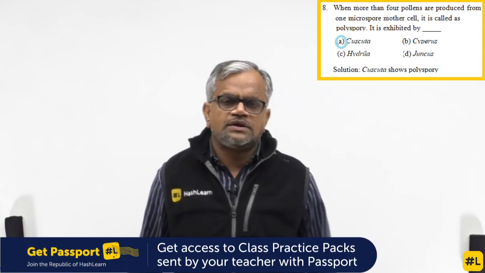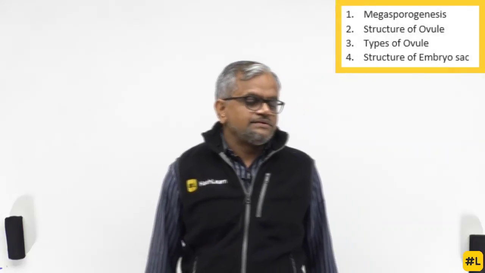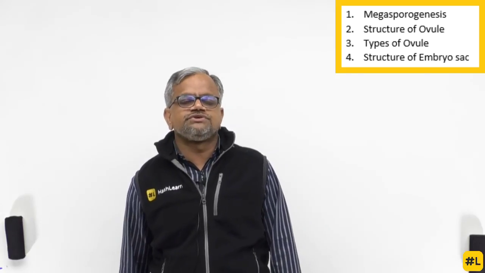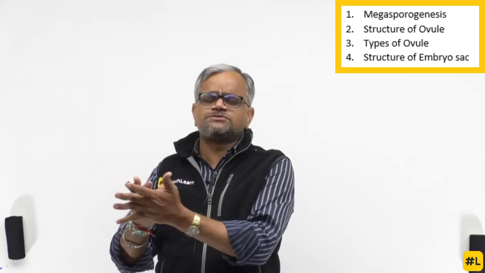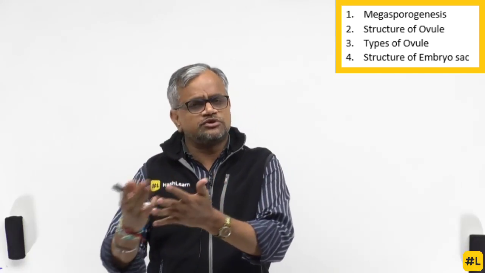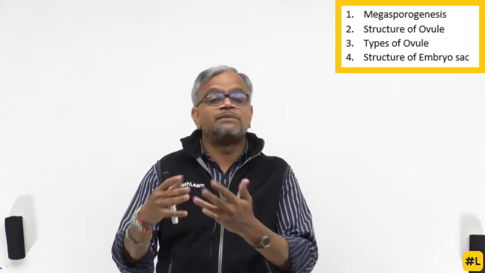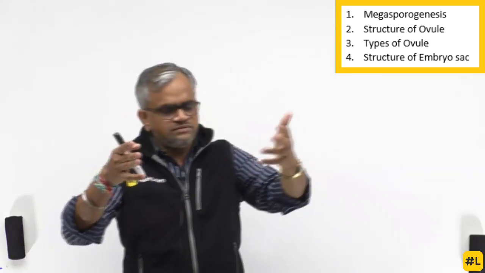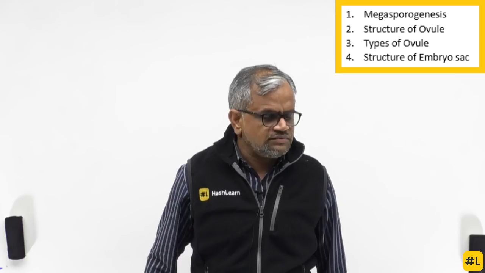Right? Now, coming to the goals and agenda for the day. The agenda has come onto your screen. We will be talking about the counterpart of microsporogenesis, that is megasporogenesis, types of ovule, structure of ovule, and inside it, the most important component of the structure, that is the embryo sac. That is what we will do. Right?